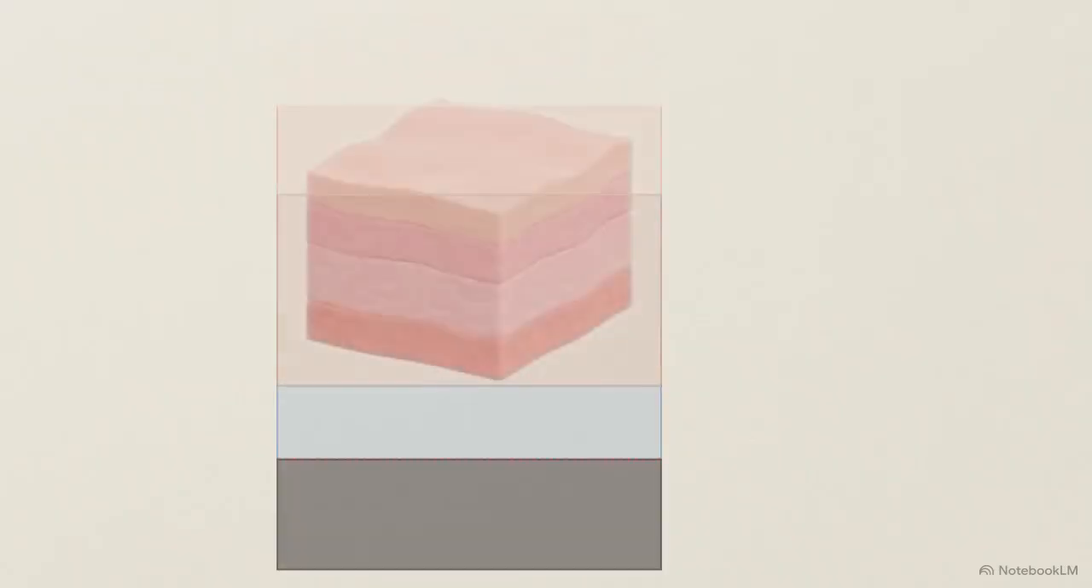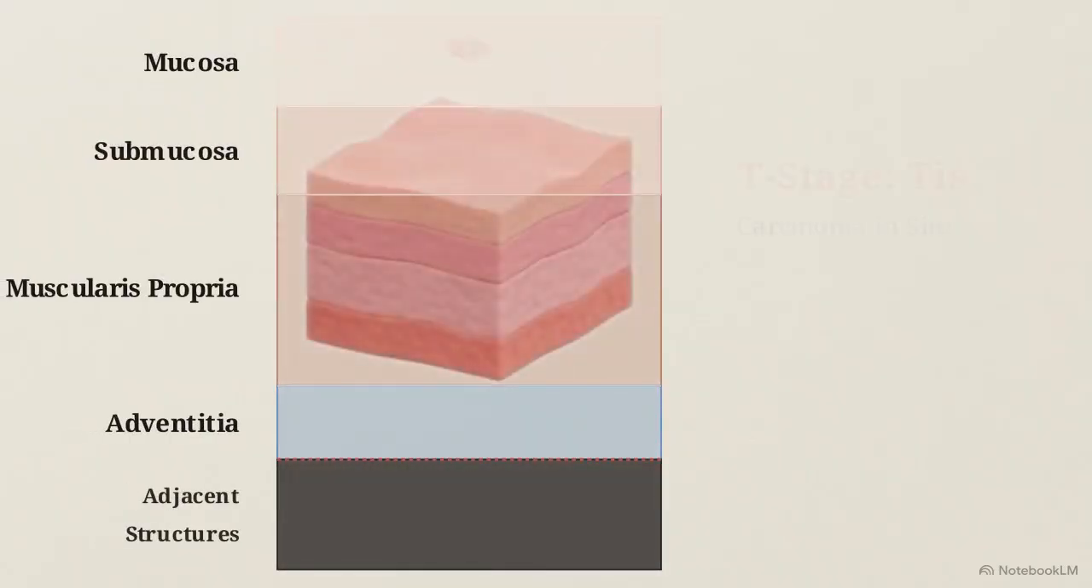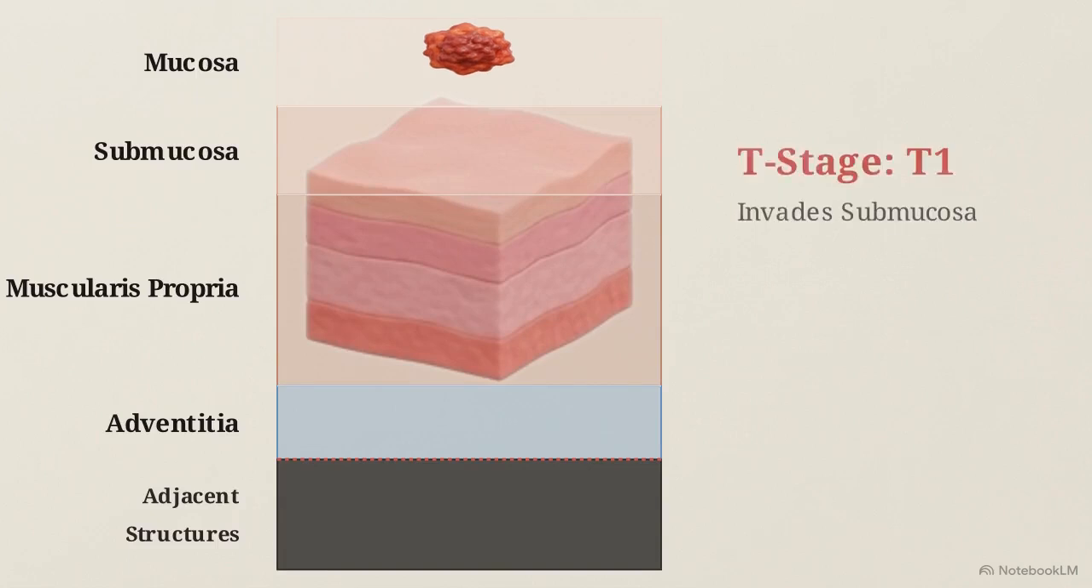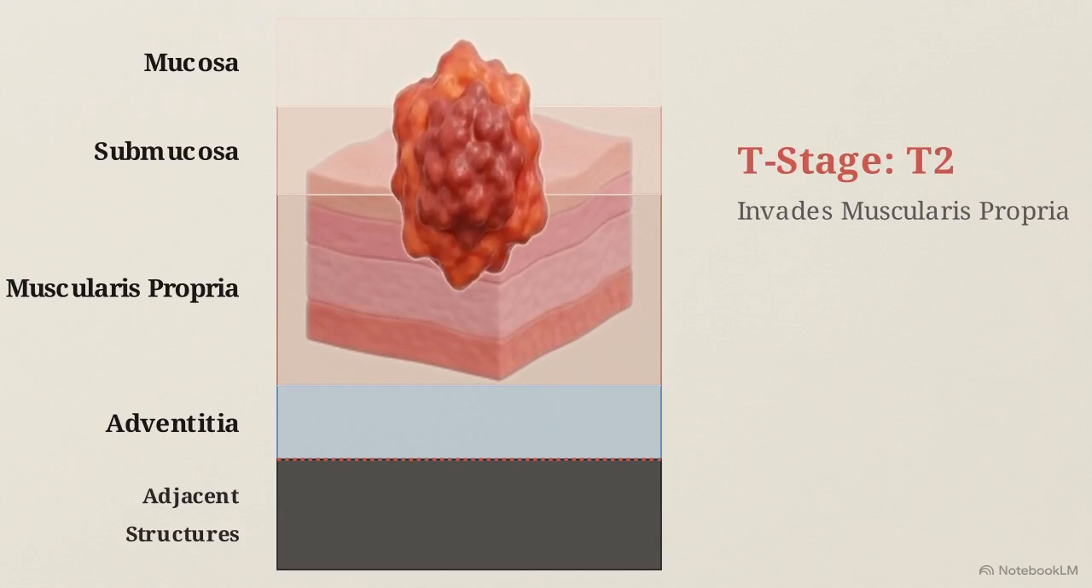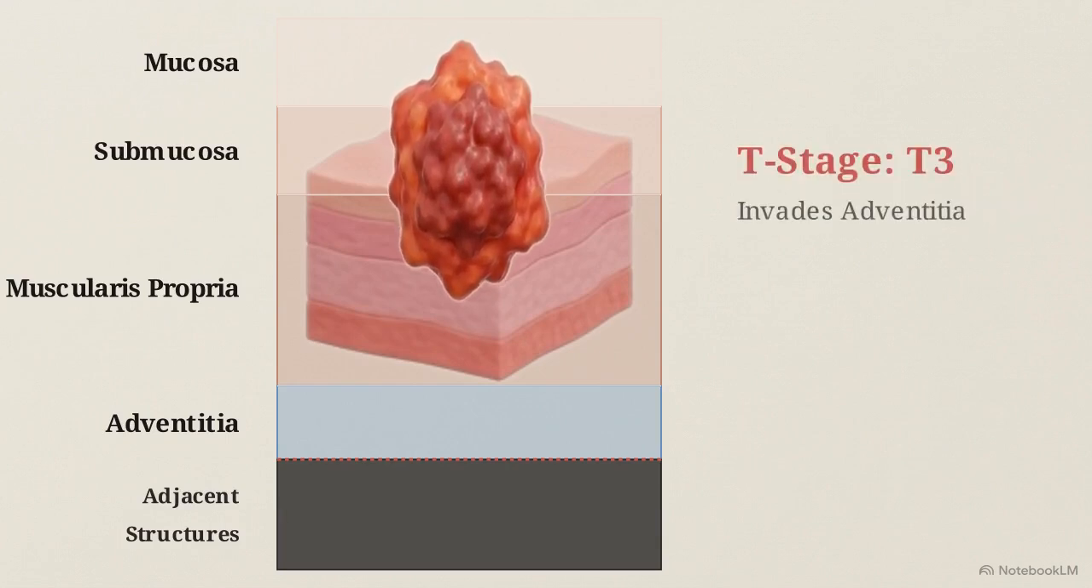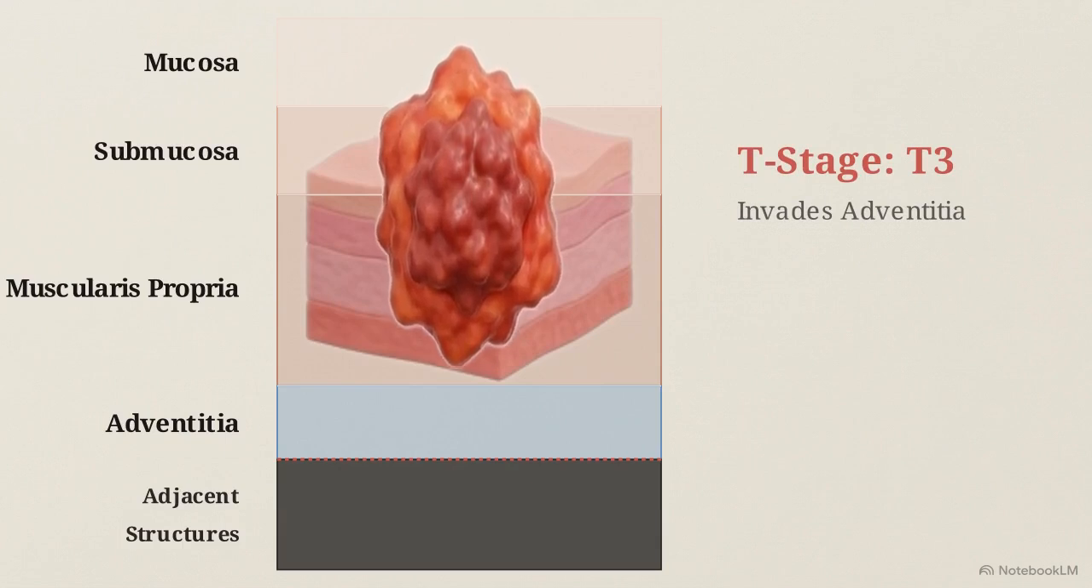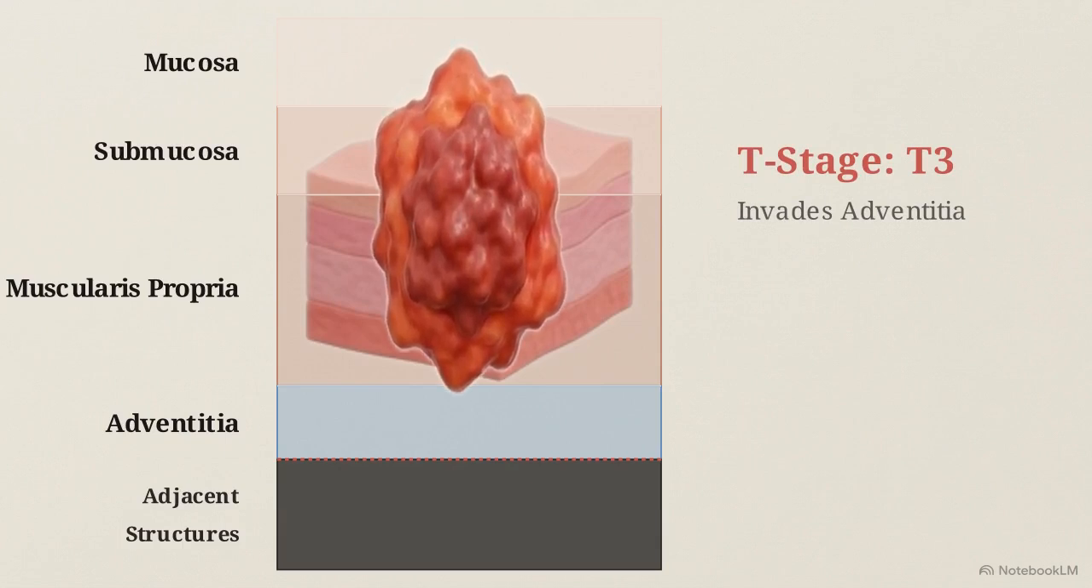This cross-section maps the T stage progression. It begins with Tis. Once the tumor breaks through the basement membrane into the lamina propria, the muscularis mucosae, or the submucosa, it becomes a T1 lesion. Progression to T2 occurs the moment the malignancy invades the muscularis propria. A T3 designation means the tumor has pushed completely through the muscle and into the adventitia.